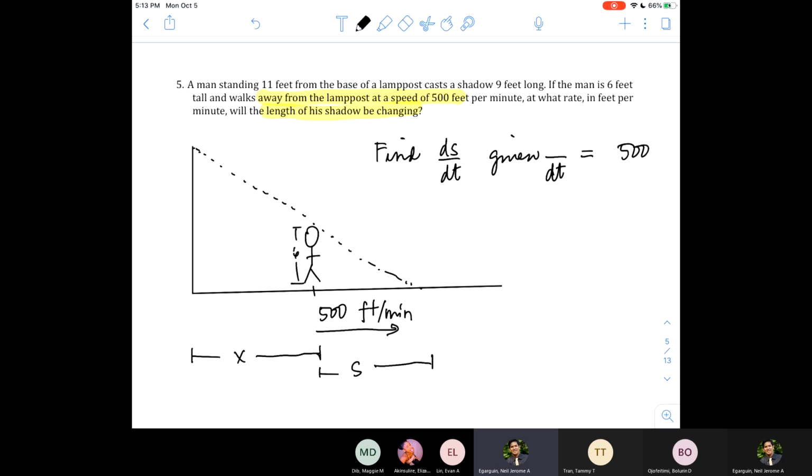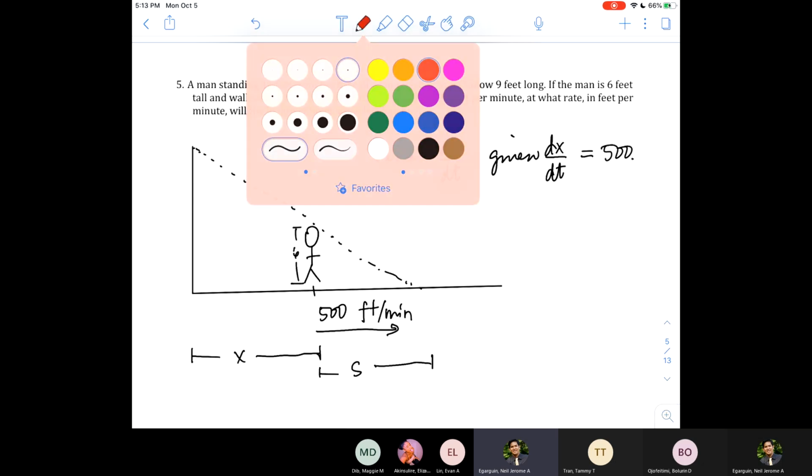Ivan, that's correct. And Tammy, that's also correct. So this is dx over dt. Because remember, in the way I define the variables, x is the distance of the man from the lamppost. And it is said in the problem that the man is walking away from the lamppost at a speed of 500 feet per minute. And 500 should be kept as a positive value because as time passes by, the distance between the man and the shadow increases. So the x would be increasing in time. So dx over dt should be positive. Okay. So I guess that's our working equation.